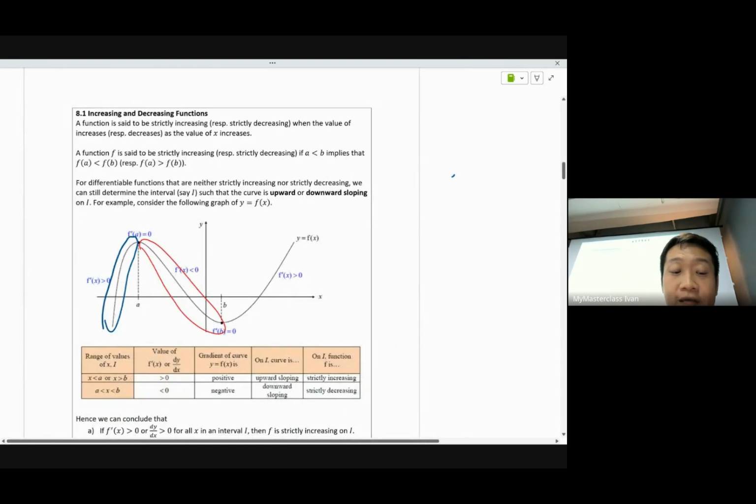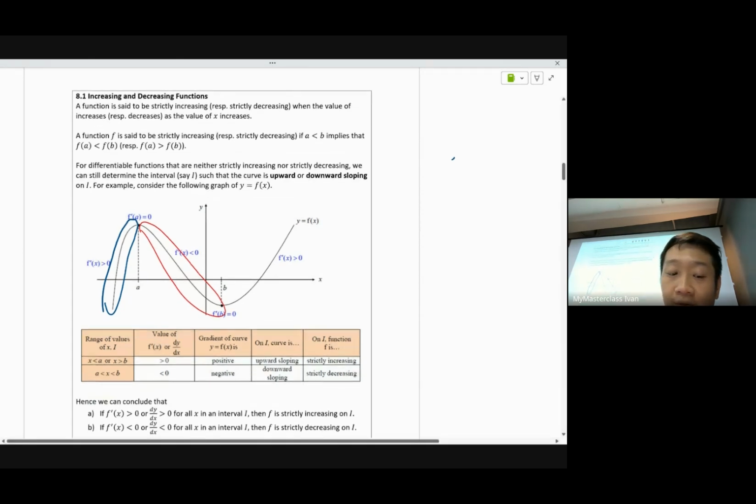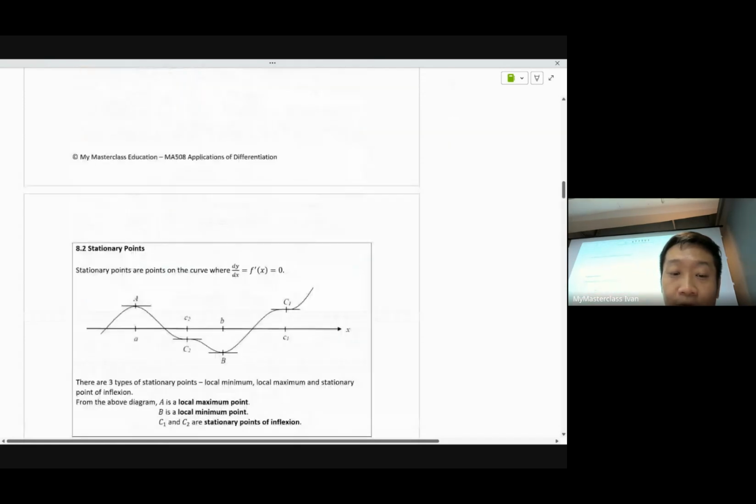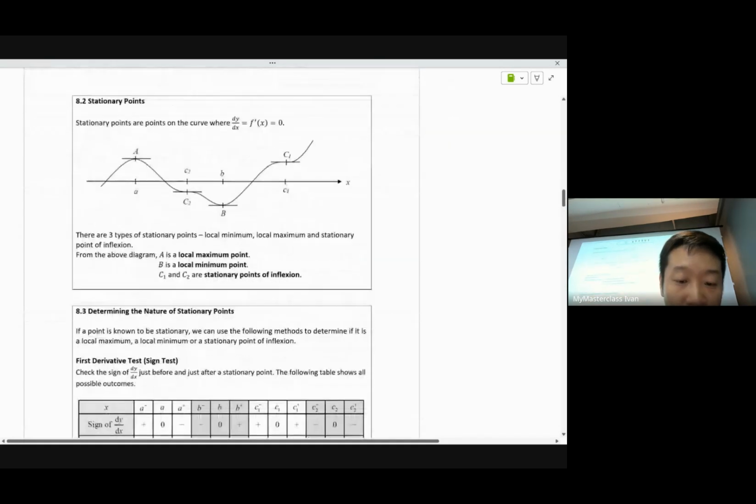Okay, but what is the concept? dy/dx greater than 0. Over here, you can see dy/dx is greater than 0 because all the tangents are going upwards. And this part, all the tangents are going downwards. Okay, and so on and so forth. Okay, go to the next page.